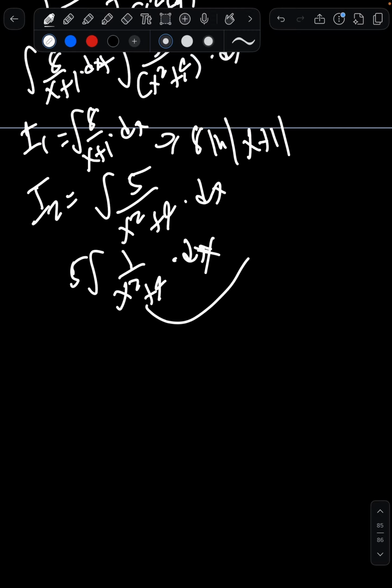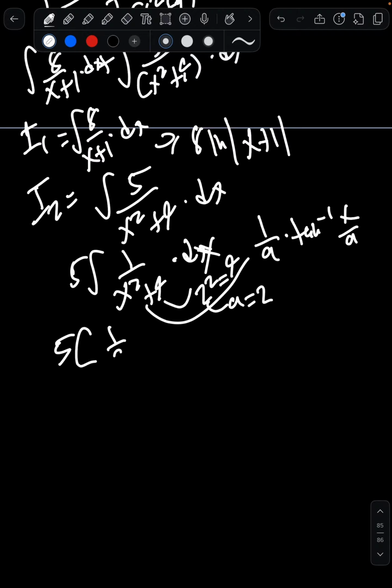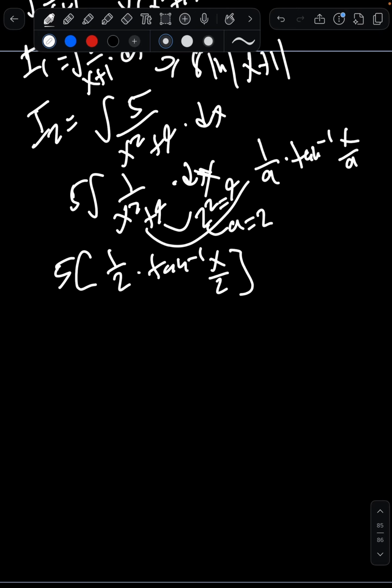And we know that 1 over a times tan to the negative 1 of x over a is our inverse tangent rule. And where that a squared is this constant, this 4 right here. So 2 squared gives us 4. So a, the base, has to equal 2. So you now have 5 times 1 over 2 times tan negative 1 of x over 2. Right? Now that 5 can jump in, and you'll be left with 5 over 2 tan negative 1 of x over 2.